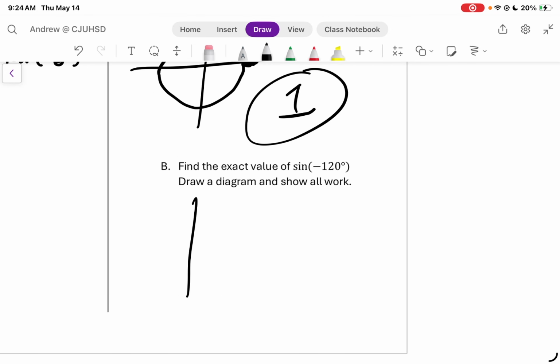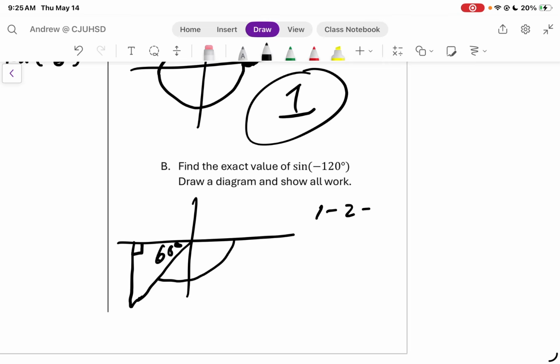Negative 120. Okay, negative 90, negative 120. That means there's a 60-degree angle here, and a 90 would be here. Remember, 1, 2, square root of 3. The 2 goes on the hypotenuse. The square root of 3 goes opposite the 60, and the 1 goes opposite the 30. Now, find the sine. Opposite, square root of 3, over hypotenuse 2. Square root of 3 over 2.